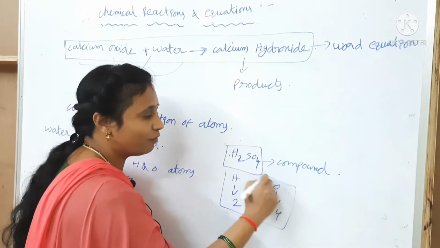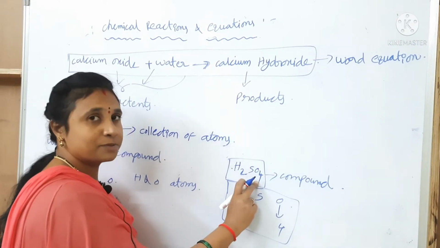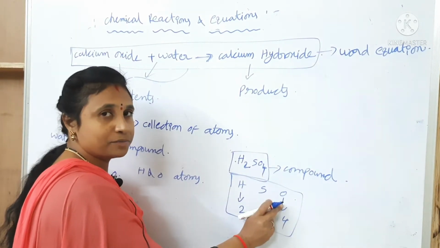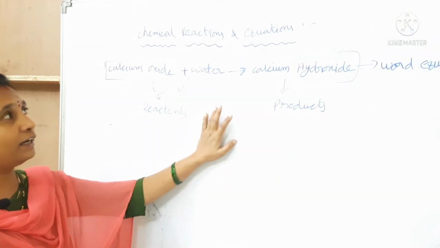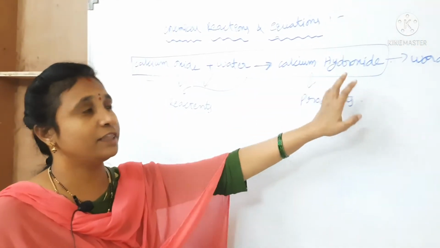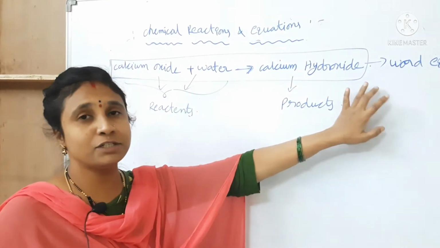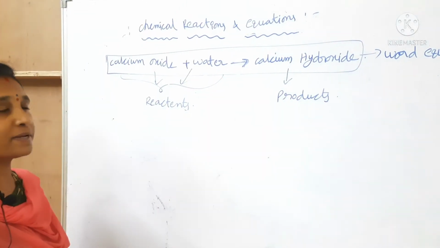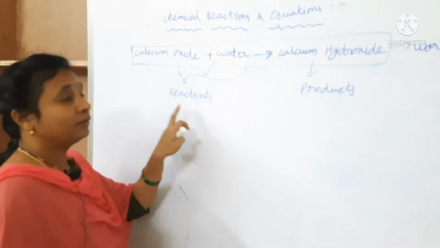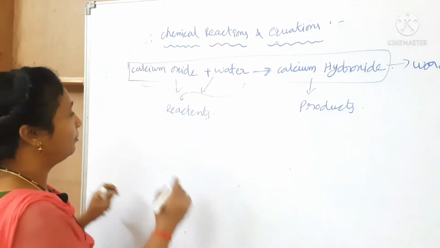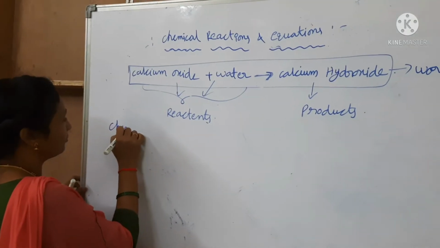Is it understood? What is the compound, what is the subscript, and what are the atoms? Okay. Generally, chemical equations are represented in word form. The shortest form of the chemical equations is represented by the chemical formulae.